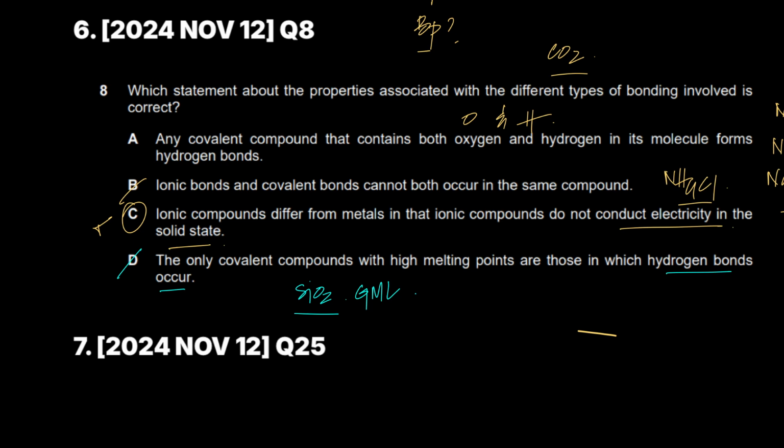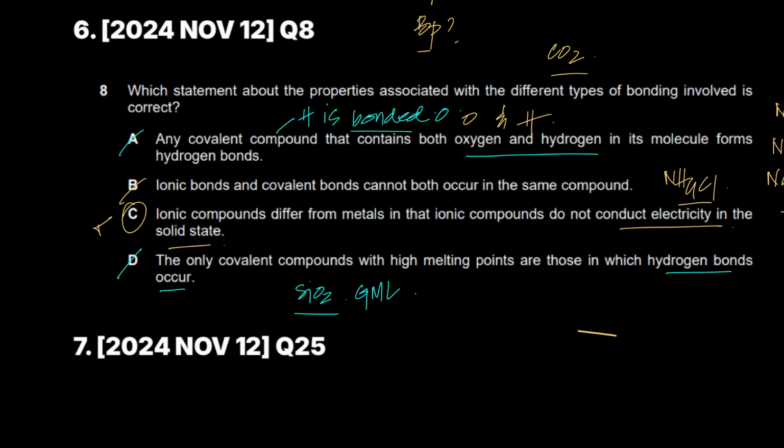Absolutely, Manur has got the hang of it. Manur is saying, sir, there's a fundamental error. The examiner is saying any covalent compound that contains both oxygen and hydrogen in its molecules forms hydrogen bonds. Now, you might be inclined to circle this, but the problem is, has he said that the hydrogen is bonded to O? He's just saying it contains it.